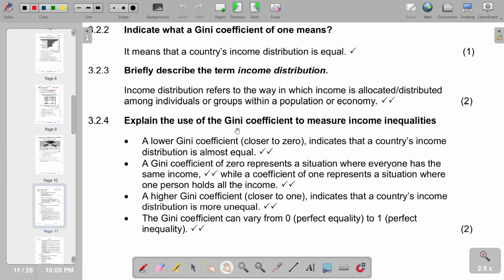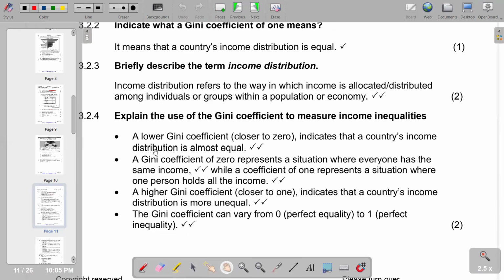The next question, you have to explain the use of the Gini coefficient to measure income inequalities. So this is the response. A lower Gini coefficient closer to zero indicates that a country's income distribution is almost equal. And then on the next point, a Gini coefficient of zero represents a situation where everyone has the same income, while a coefficient of one represents a situation where one person holds all the income. So basically, that's the deduction that we have of the Gini coefficient. Then the Gini coefficient can vary from zero, perfect equality, to one, perfect inequality. So basically, this is what we have on that part.